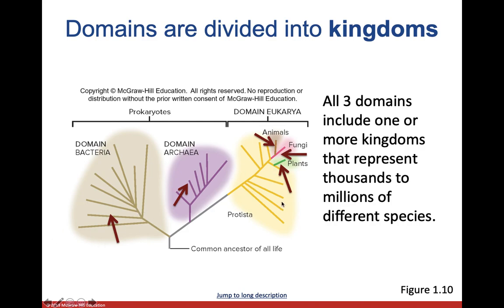Now remember, this is like saying planes, trains, and automobiles. That is a lot of different planes, a lot of different trains, and a lot of different automobiles. So each one of these little branches is going to have more branches onto it that get down to the individual specific type of train, type of plane, type of automobile that we are talking about. So domains are just very large classification groups for life.